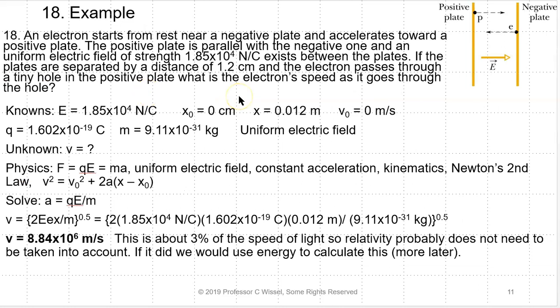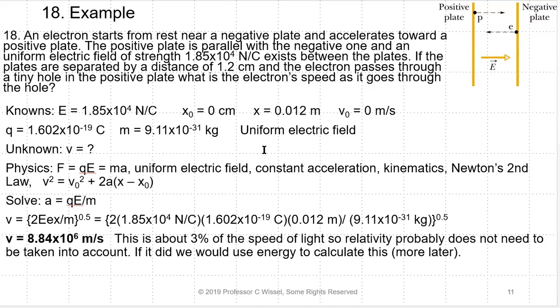An electron starts from rest near a negative plate and accelerates toward a positive plate. The positive plate is parallel with the negative one, and a uniform electric field of strength 1.85 times 10 to the 4th newtons per coulomb exists between the plates. If the plates are separated by a distance of 1.2 centimeters, an electron passes through a tiny hole in the positive plate.